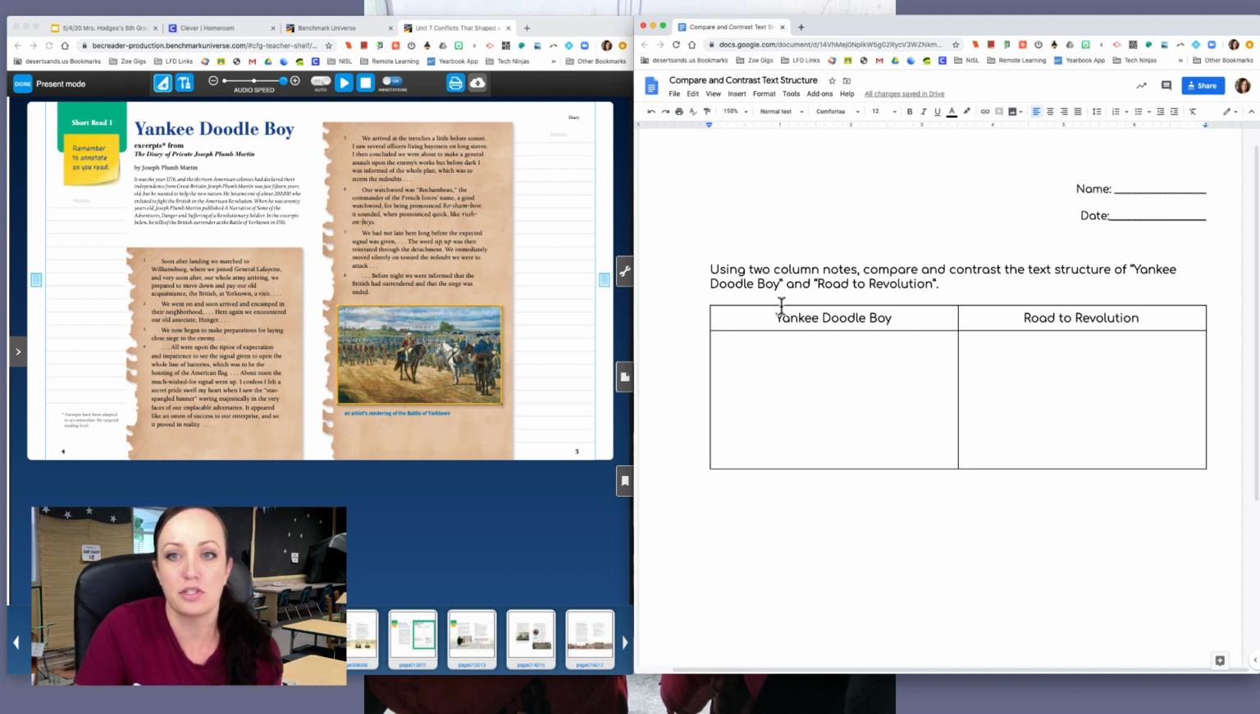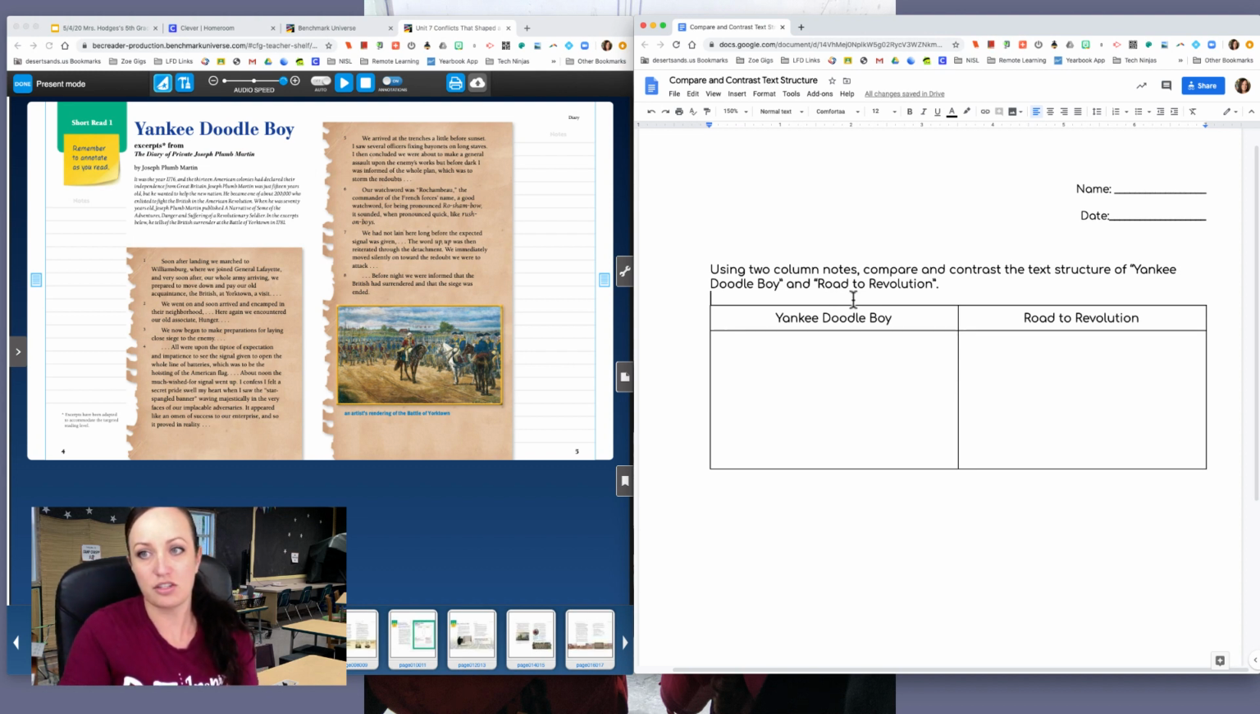All right, I have this chart already set up for us, and when you're in Classroom, you'll be able to find it. It says, using two column notes, compare and contrast the text structure of Yankee Doodle Boy and Road to Revolution. Over here is where I'm going to model for you and help you out, and then you will be in charge of Road to Revolution. I'm going to turn on my bullet list so I can list some items in here.